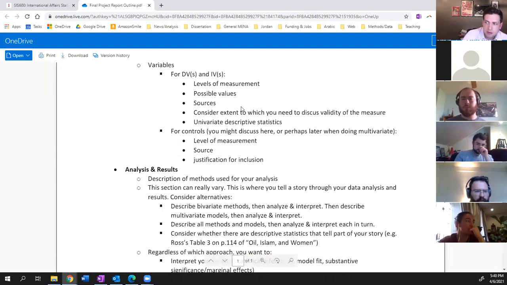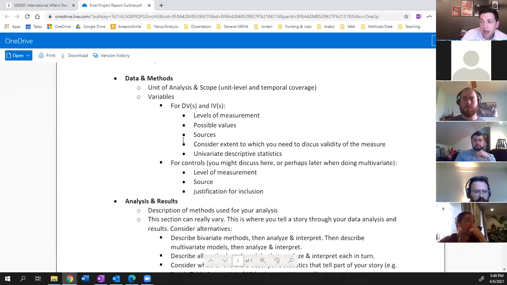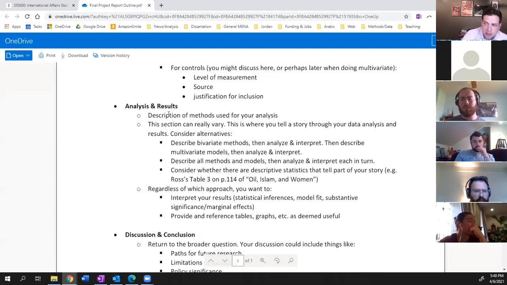The control variables don't necessarily need quite as much detailing, but you still want to have some conversation or some introduction to those different covariates that you're going to include. So after you lay out the data and the methods, you're going to move into your analysis and results section.